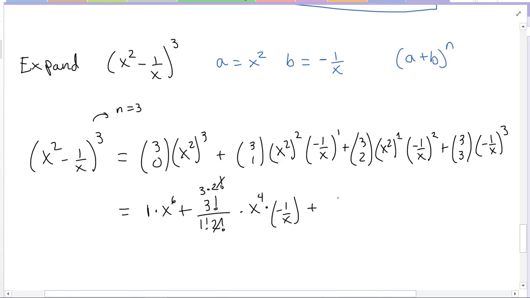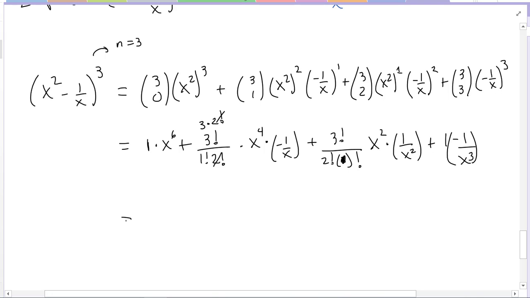3 choose 2, so that's 3 factorial over 2 factorial times 3 minus 2 factorial, which is 1 factorial. And then x squared to the 1st, so that's just x squared, times negative 1 over x squared. A negative squared becomes positive, so this will just be 1 over x squared. Plus 3 choose 3, we know that that's 1, and I'm going to have negative 1 over x cubed. And so now let's come back and simplify everything.